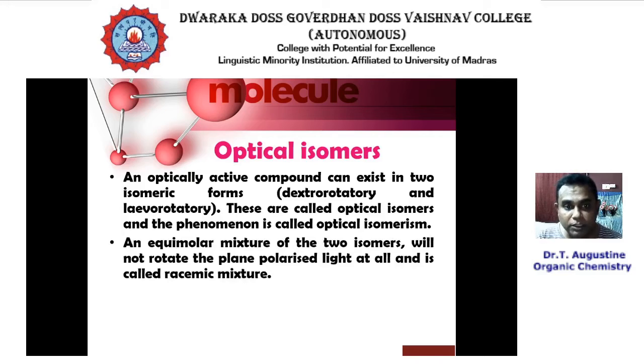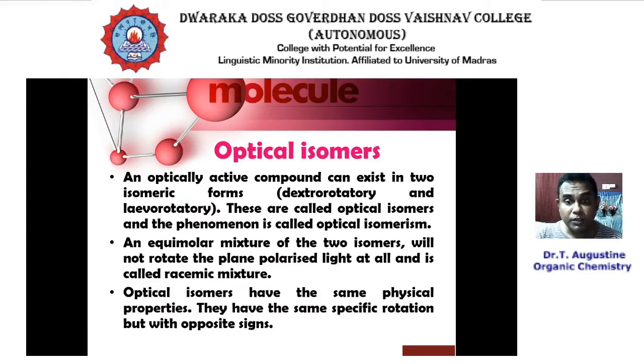If we take an equimolar mixture of the two isomers, then the plane polarized light will not be rotated either towards the right or towards the left, and such a mixture of two forms, namely the dextro and the levo form, is called a racemic mixture. A racemic mixture is 50% dextro and 50% levo.